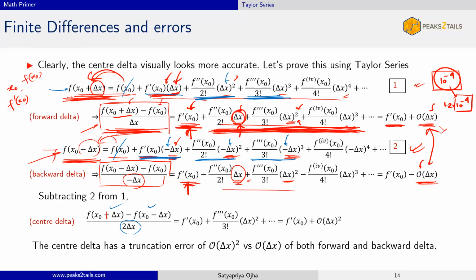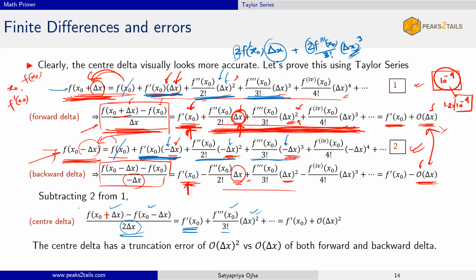So let's see what happens. First term is 2 f dash x0 delta x. Second term, this term vanishes. This term is 2 f triple dash x0 by 3 factorial delta x cube, right? If you divide by 2 delta x, 2 delta x goes away, you are left with f dash x0. In this term, 2 delta x goes away, you are left with f triple dash x0 by 3 factorial times delta x square, correct? Because 1 delta x will get cancelled. And we don't need to worry about other terms.